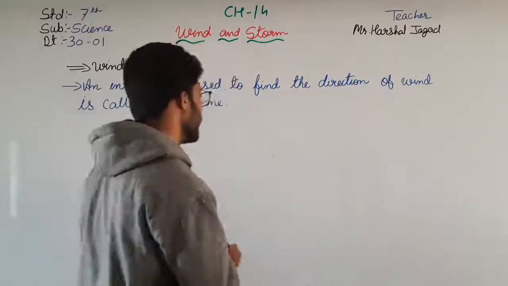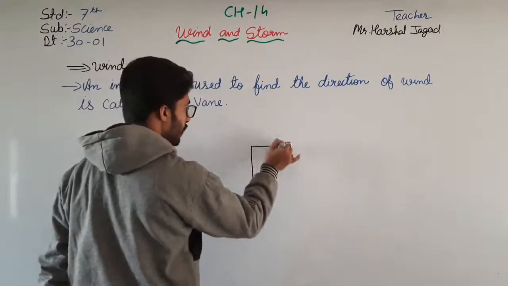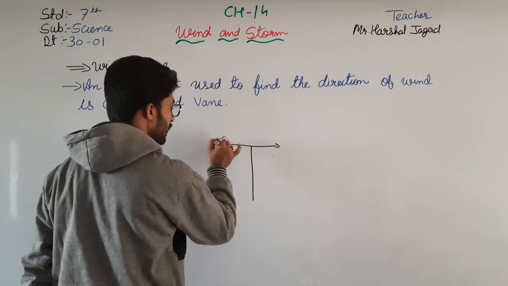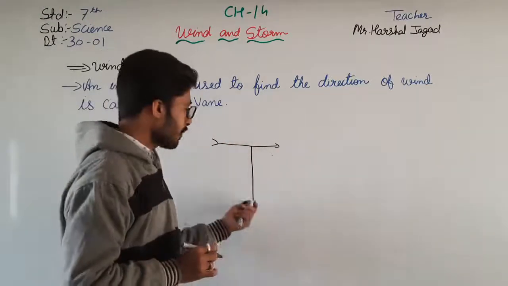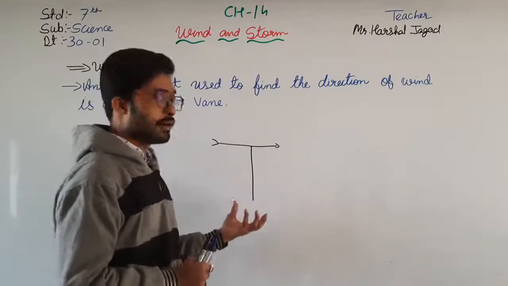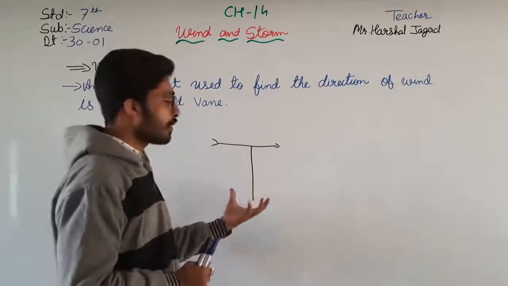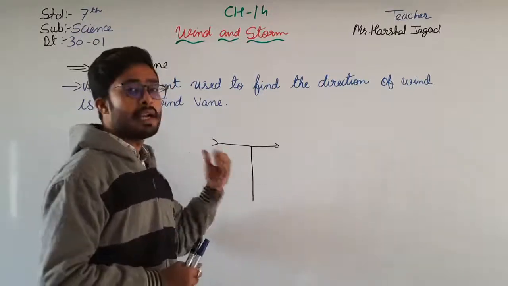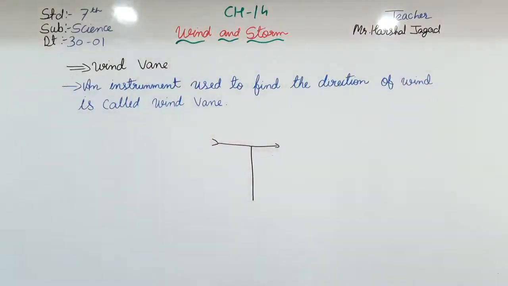Okay, you have to make it like this. Here is the arrow and here is the tail. Then we have to fix it in a bottle or a pot, and then you write north, south, east, west on the pot or the bottle, so you can know the direction of the wind.